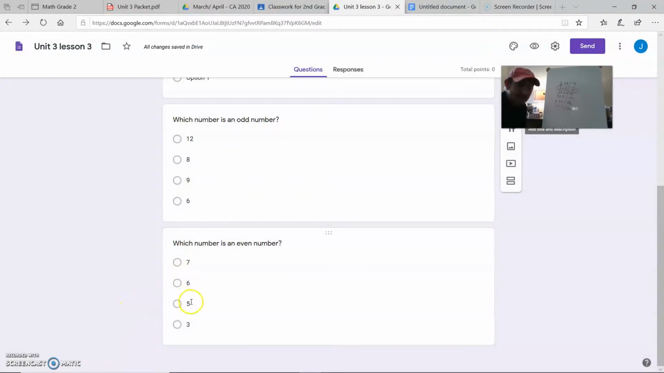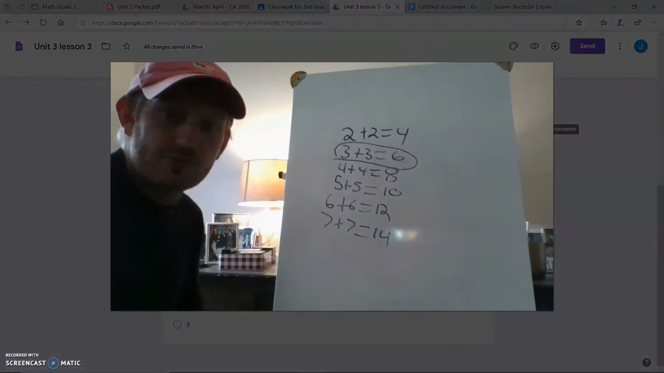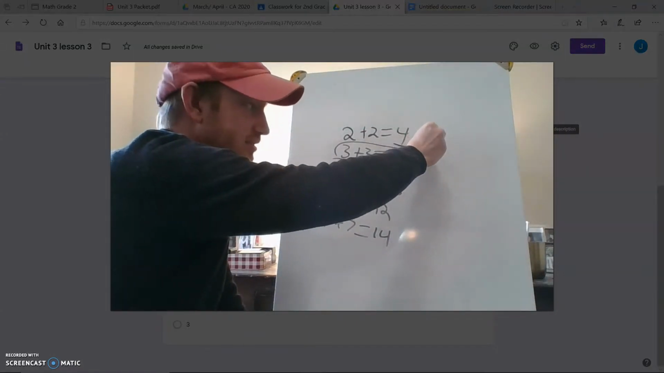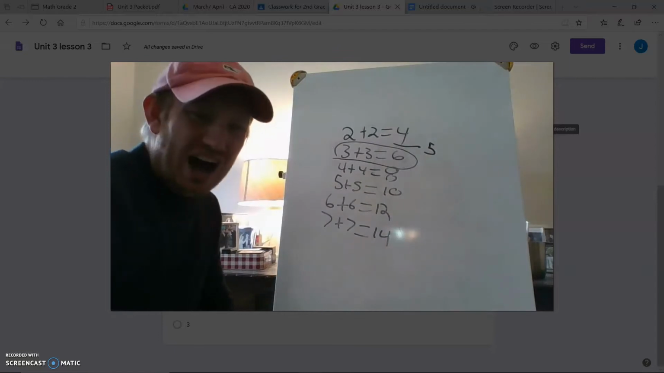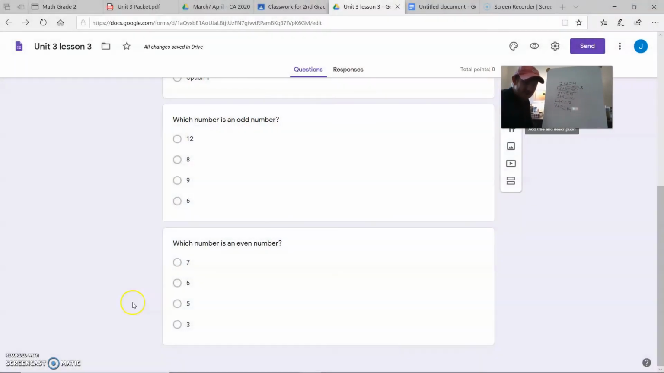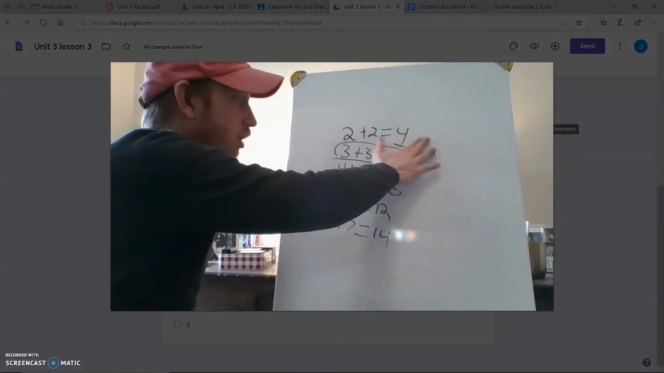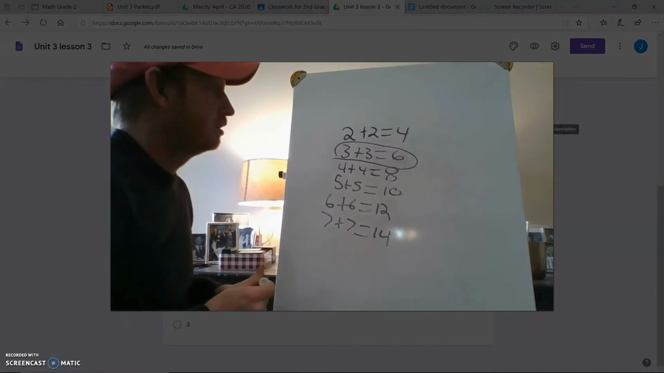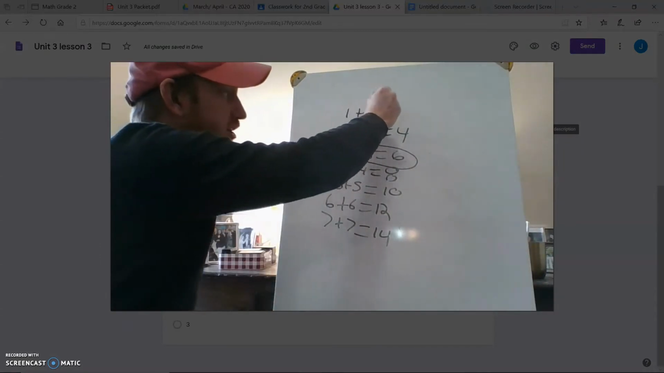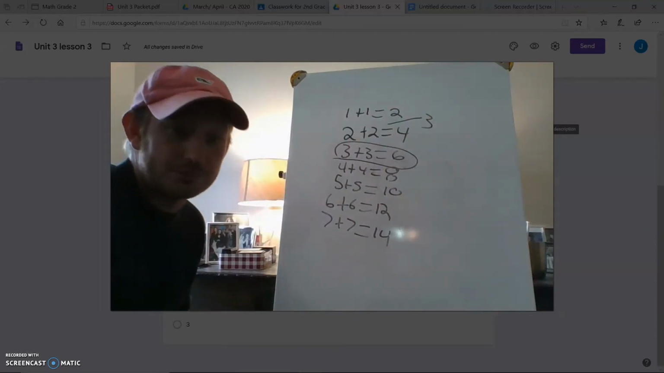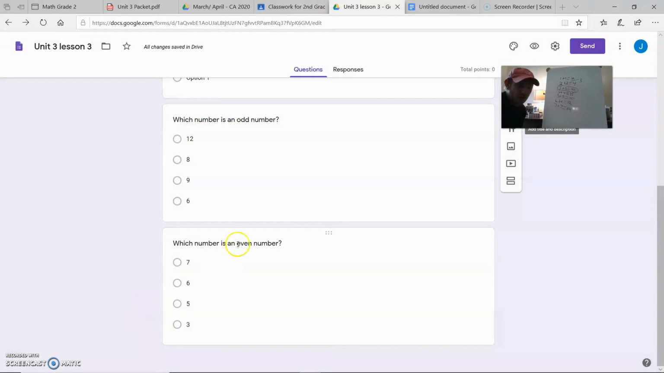So we look at the next one, number 5. We can see number 5 is not here. It would go right in between 5 and 6. So it's an odd number. And we have 3. 3 would go in between 1 plus 1 equals 2, would go right in between there is 3. So that's also an odd number. So again, we know the answer to our last question, which number is an even number, is 6.